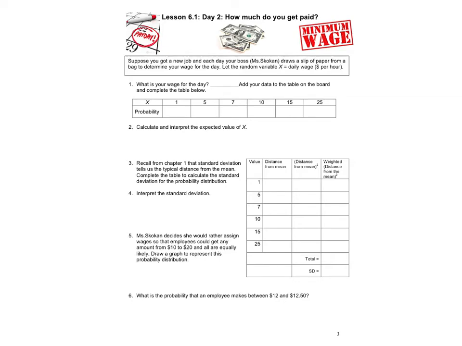We are in Chapter 6, continuing our study of random variables. For today, we've got two learning targets. The first one is calculate and interpret the standard deviation of a discrete random variable. The second one is use the probability distribution of a continuous random variable with either a uniform or a normal distribution to calculate the probability of an event.